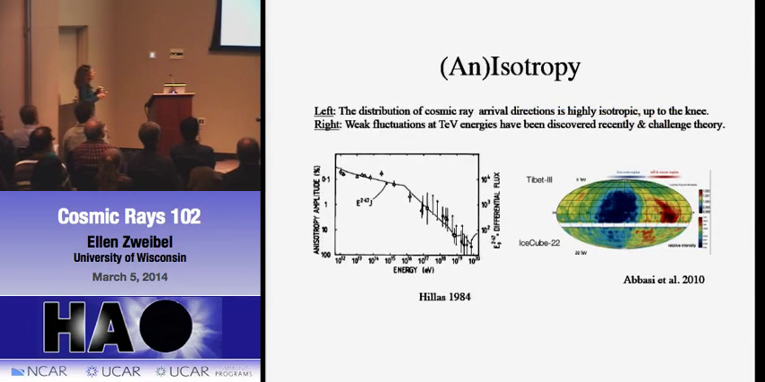Cosmic rays are very isotropic in their arrival directions. The anisotropy increases with increasing energy. But you can see that until we get up to very high energy, so here's approximately the energy of the knee, they're isotropic to better than 1%. So that was kind of a canonical piece of lore, that cosmic rays are isotropic. But as with anything, if you look hard enough, you begin to see cracks in the picture. It was discovered originally by Tibet and confirmed by other experiments that there are hot and cold spots in the TeV cosmic ray distribution at a very small level, well under 0.01%. And these have proved very difficult to explain theoretically.